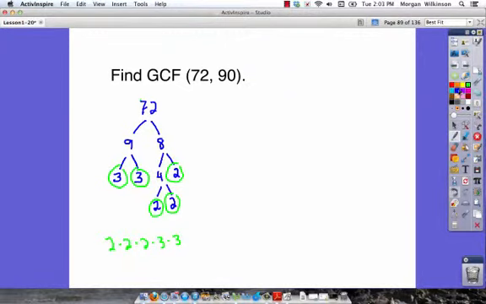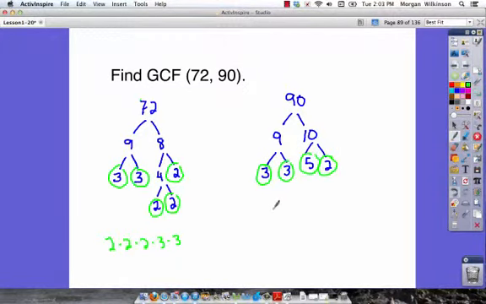Very good. Now let's go through the same process for 90. If we want to break down 90, I like to break that down by 9 times 10. 9 can be broken down, we just saw, as 3 times 3. And 10 can be broken down into 5 times 2. So we've got our prime numbers. 2 times 3 times 3 times 5. Let's write that out. 2 times 3 times 3 times 5. Okay?